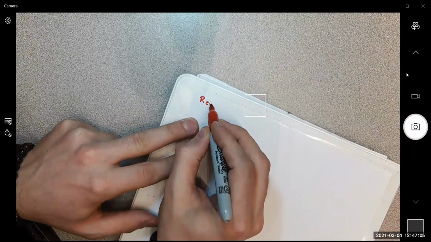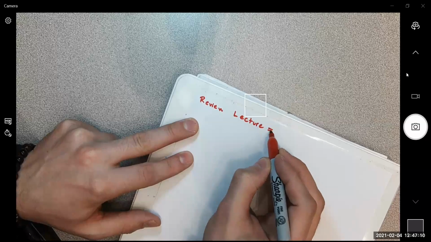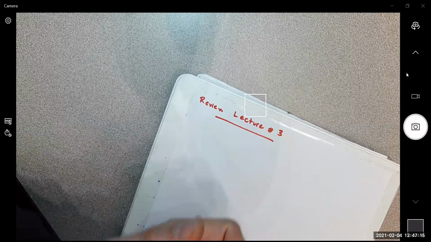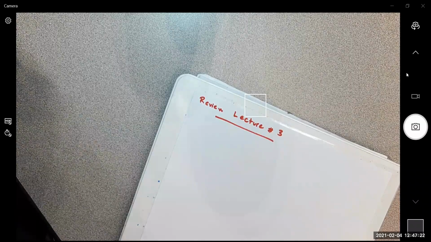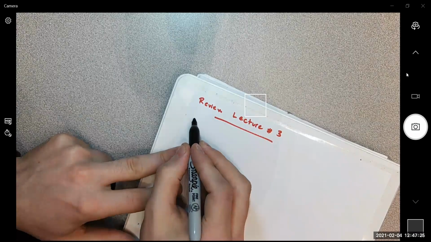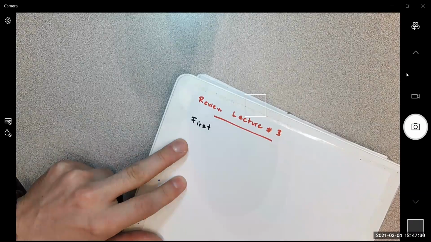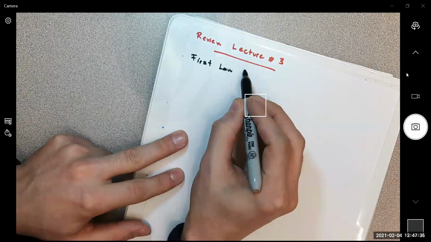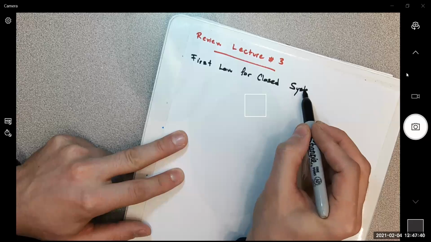To the review. Lecture 3. Closed system. We started on the first law of thermodynamics for a closed system. First law for closed system.